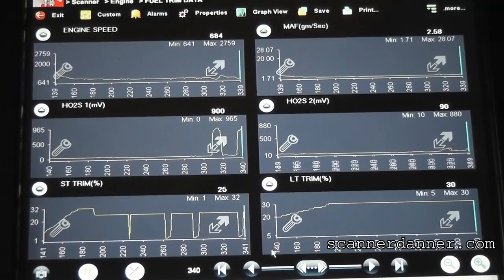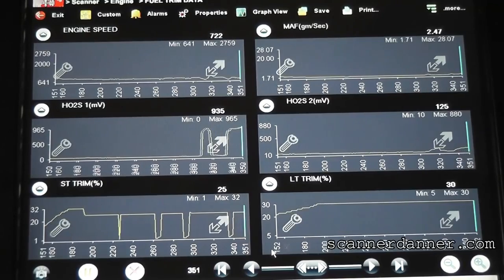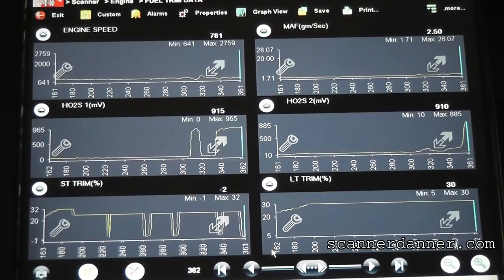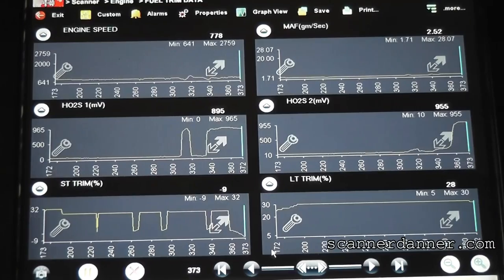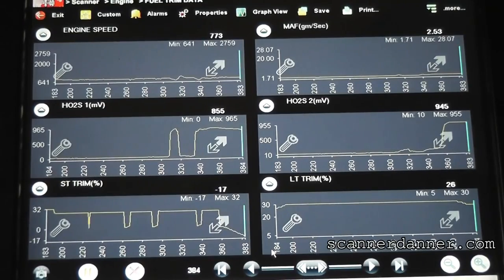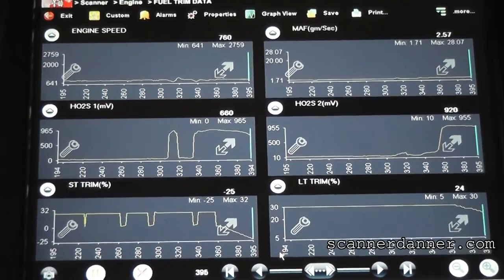All right, that is with my brake booster line plugged off, and you see we fixed this condition almost exactly like unplugging the mass airflow did. So what's the lesson here? How do we avoid this?